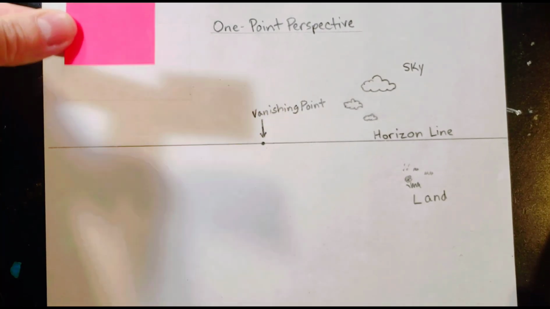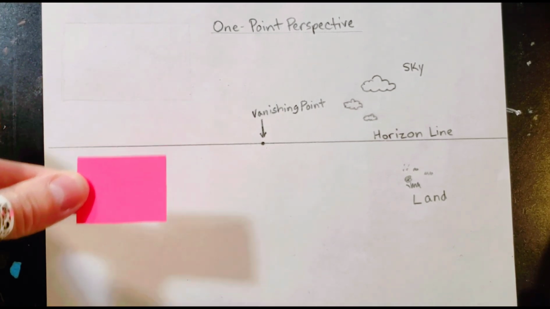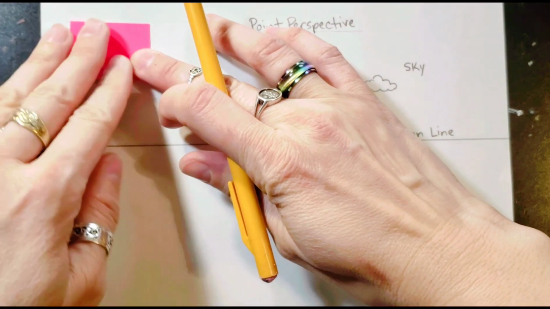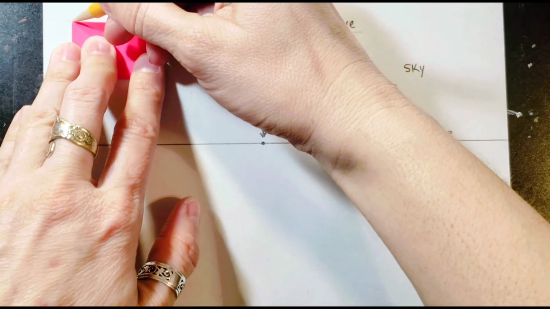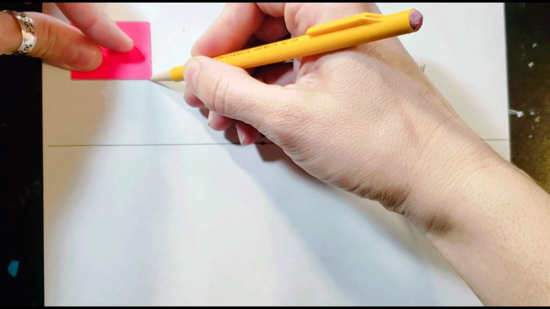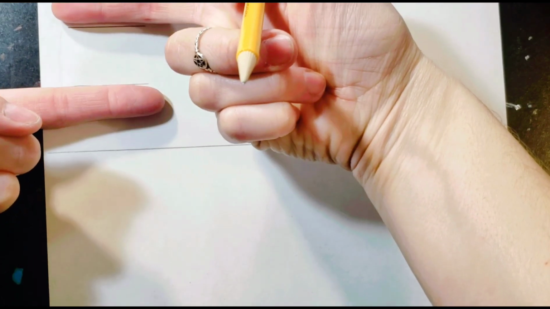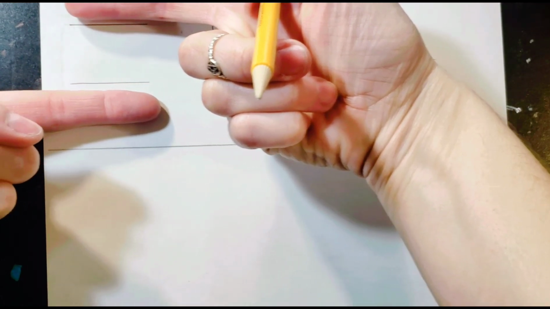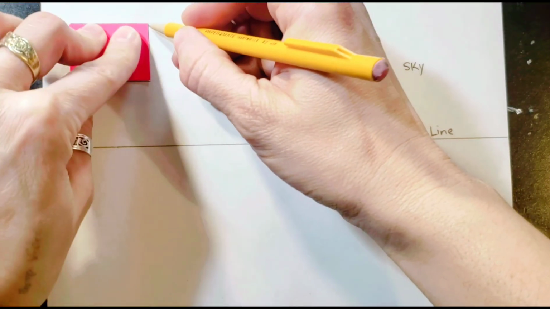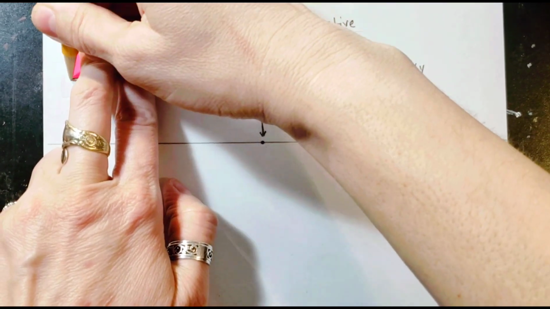The next step is we're going to use a two-dimensional shape, in this instance, a rectangle. We're going to put it above, on, and below the horizon line. In order to draw a rectangle, we're going to use parallel lines. Parallel lines, remember, are lines that never meet. They run right next to each other and they never ever meet. So we're going to use two horizontal parallel lines, and two vertical, which is up and down, parallel lines, and that's going to make a nice little rectangle.